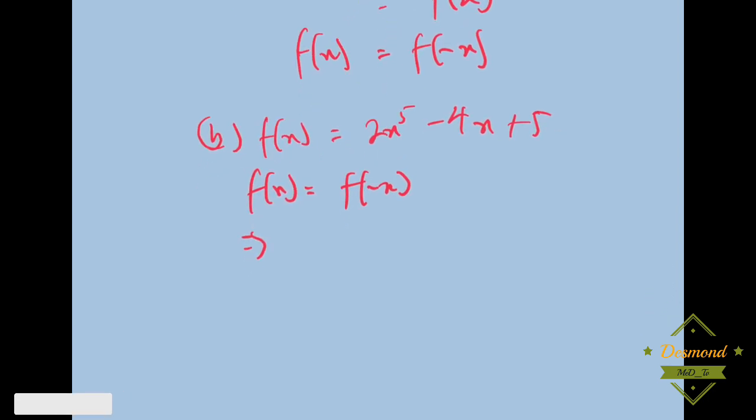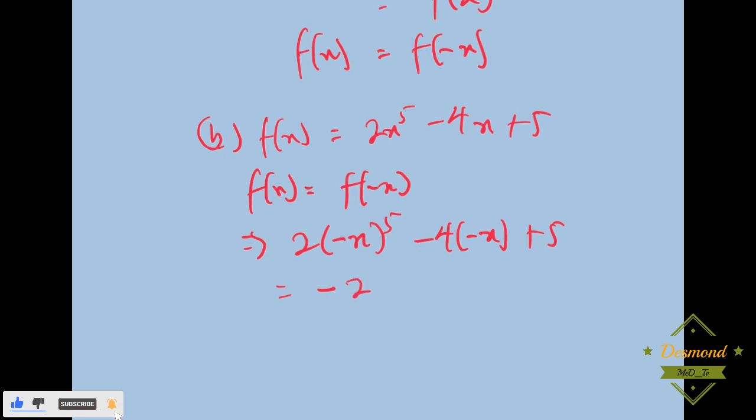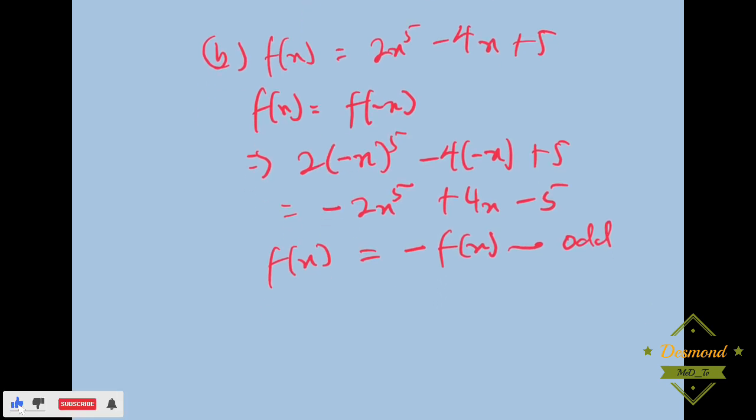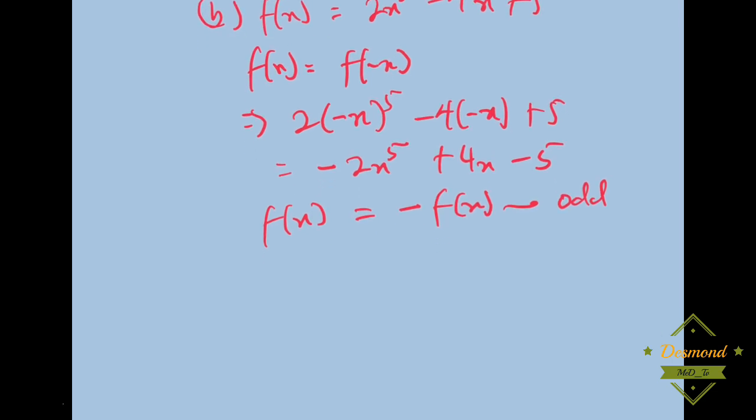So with this, we'll get 2 multiplying negative x exponent 5 minus 4 times negative x, then plus 5. Now when we do it, we should get negative 2x^5 plus 4x minus 5. Now we can see that here when we did it, we got f of negative x is equal to negative f of x. With this property, this one is an odd function. So we just say this function is an odd function, right?